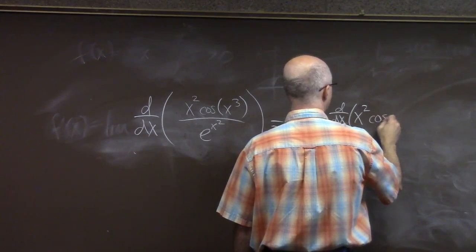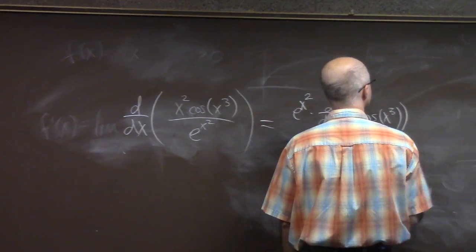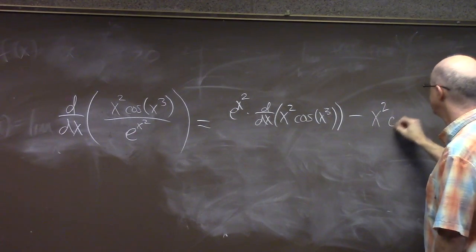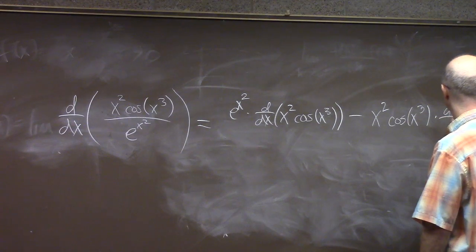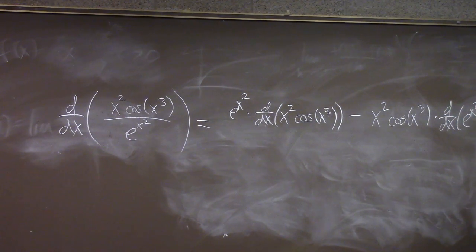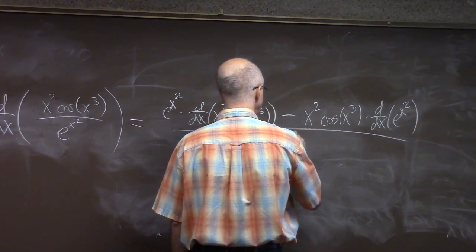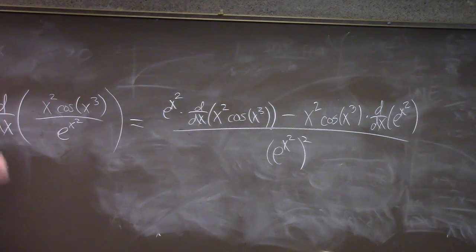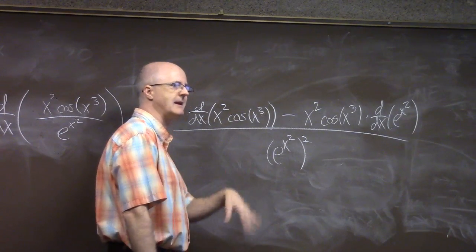I'm going to write out all the gory details in terms of carefully writing these rules here. Low d high minus high d low over the square of what's below. You could also multiply those two exponents. Maybe in the next step I will.